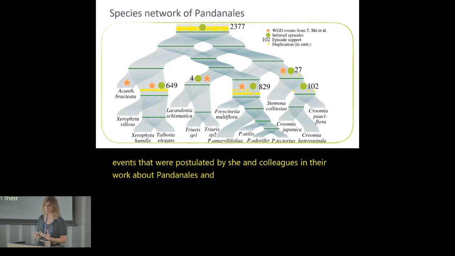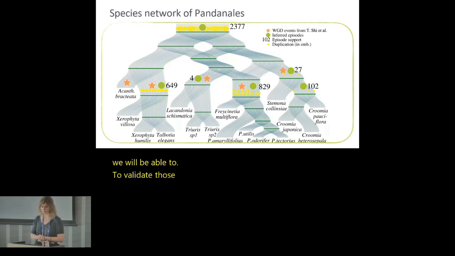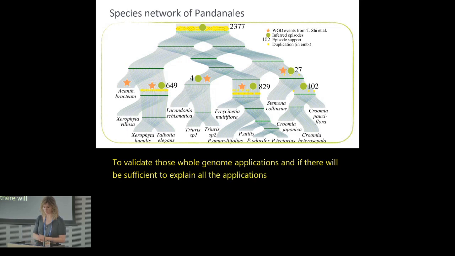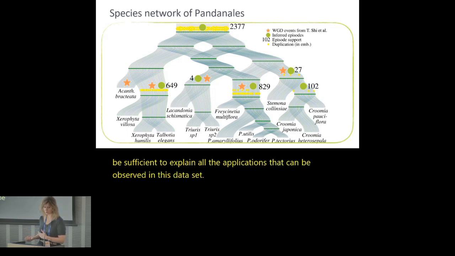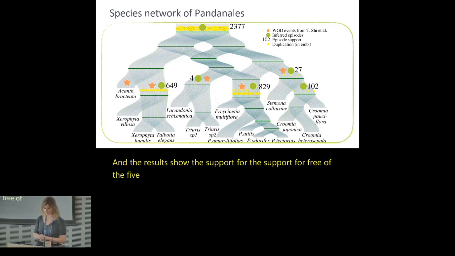And our goal was to check whether we will be able to validate those whole genome duplications, and if they will be sufficient to explain all the duplications that can be observed in this data set. And the results show the support for 3 of the 5 whole genome duplications, and we were not able to recover 2 of them.